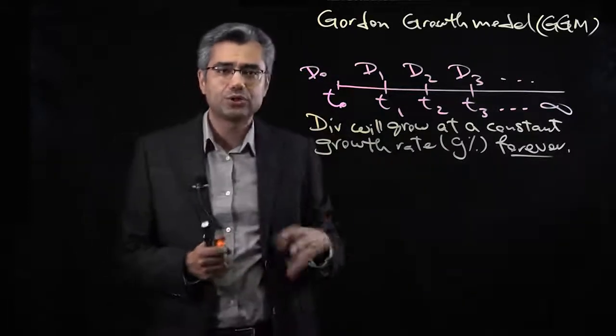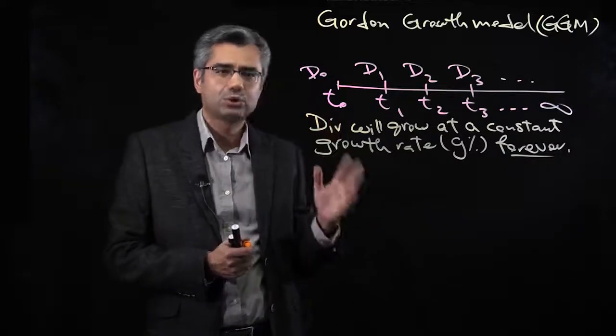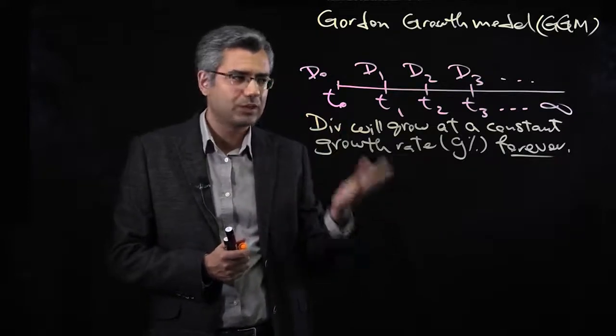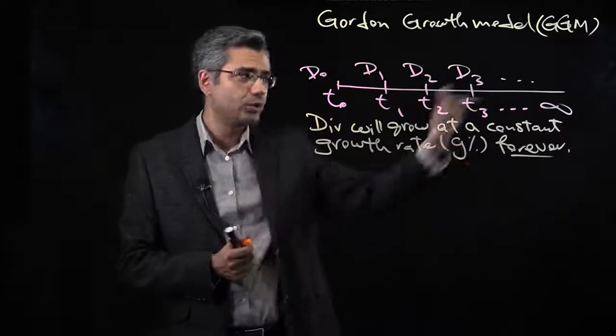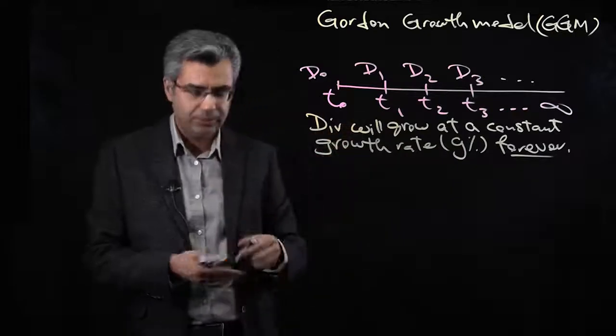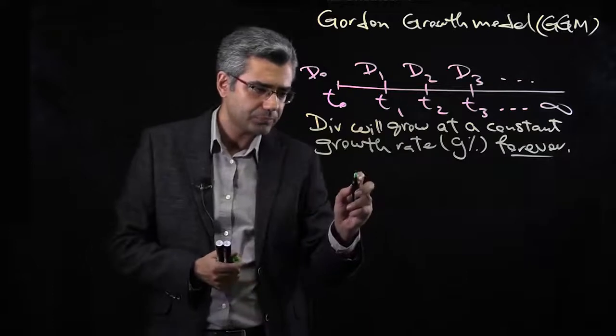If the dividend is growing just for 4 years, we won't use this formula. If the dividend is growing for 10 years, we won't use this formula. So the dividend must grow at a constant rate, for example 3%, forever. It's going forever, right? Then you can use this model.